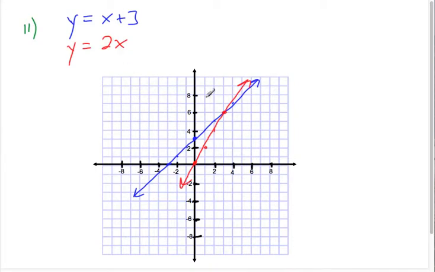And then the next equation I'll do in a different color. And the next equation is y equals 2x. The intercept in this case is 0 because there's nothing being added or subtracted. And then the slope is 2, so we're going up 2, right 1, up 2, right 1, up 2, right 1, and there we go. That's the point we're looking for, the point of intersection. Found it.